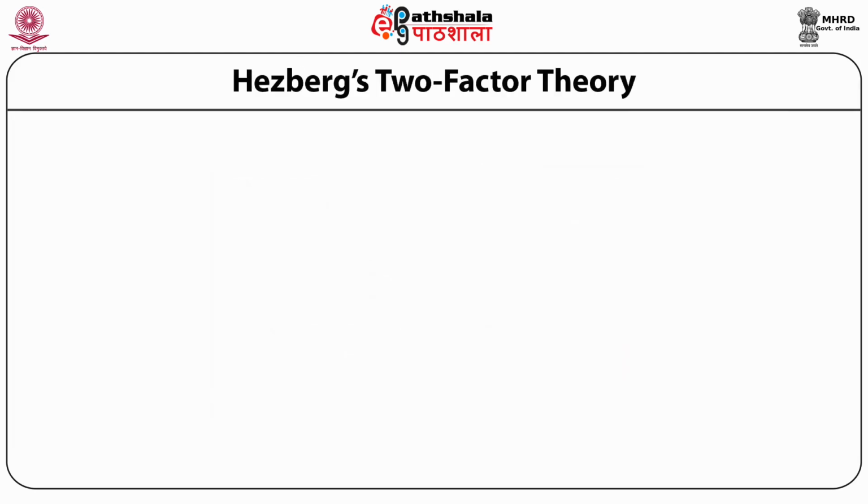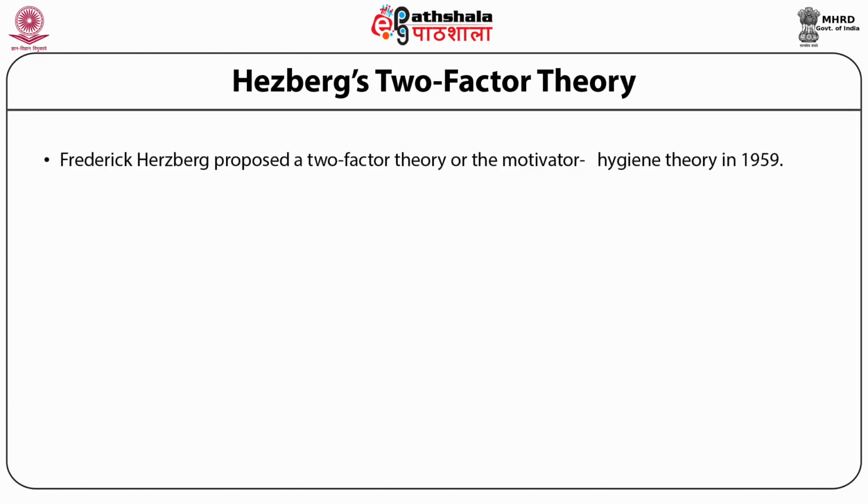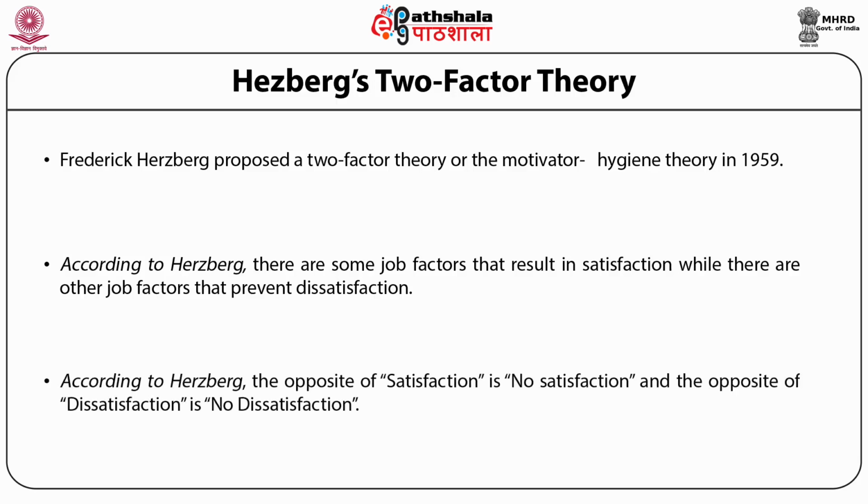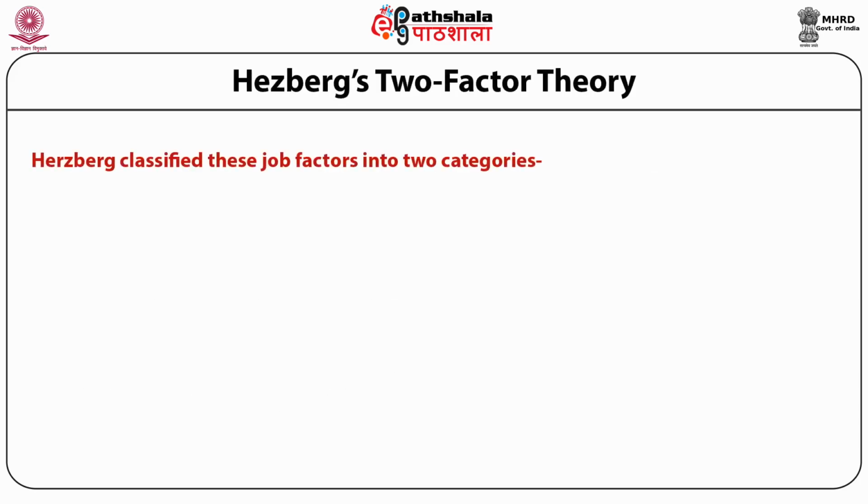Herzberg's two-factor theory. Frederick Herzberg proposed a two-factor theory, or the motivator-hygiene theory, in 1959. According to Herzberg, there are some job factors that result in satisfaction, while there are other job factors that prevent dissatisfaction. According to Herzberg, the opposite of satisfaction is no satisfaction, and the opposite of dissatisfaction is no dissatisfaction. Herzberg classified these job factors into two categories: hygiene factors and motivational factors.